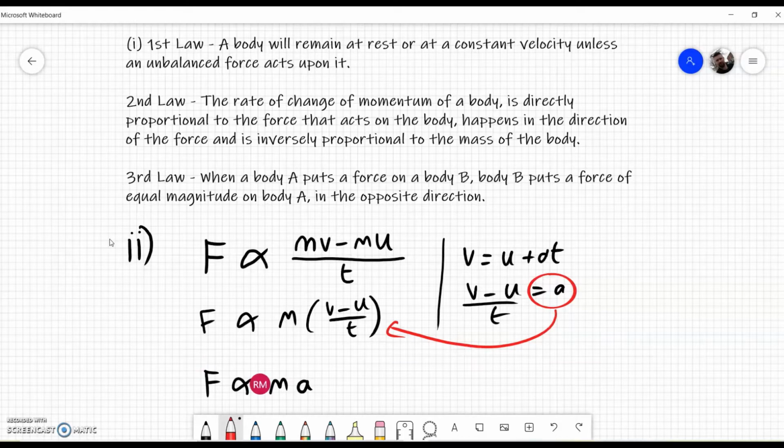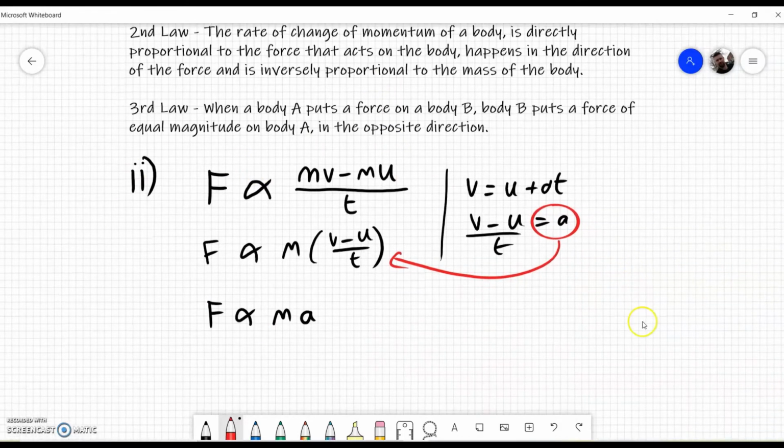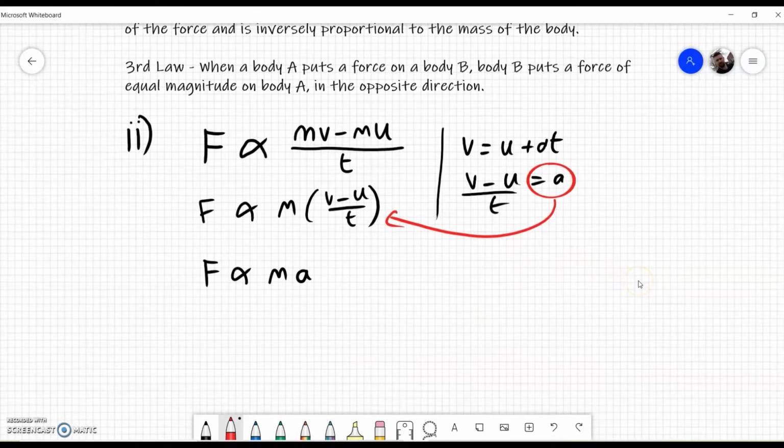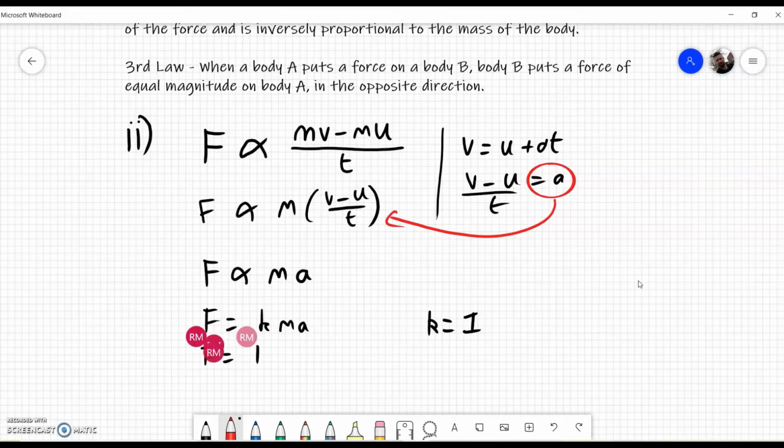And that's not exactly what I want, but it's looking very close to my final product. So I now write that F is equal to kma, where k is a constant of proportionality. I know from the definition of a Newton, where 1 Newton is the force that acts on a 1 kilogram body to give an acceleration of 1 meter per second squared, that by that definition k has to be equal to 1. So if I just pop that in there, F is equal to 1 ma, and if I multiply that out, F is equal to ma.